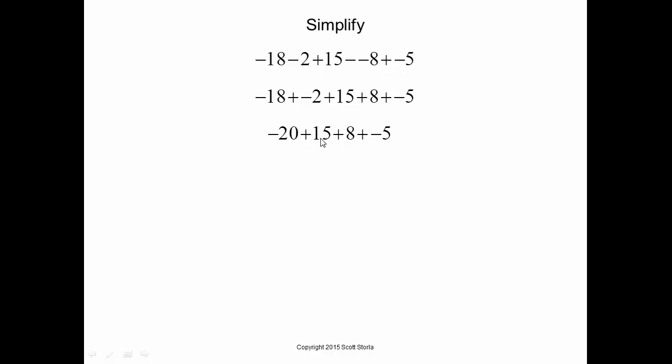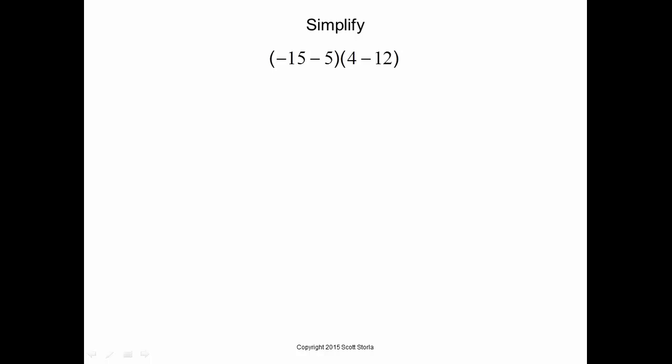-20 and 15 have different signs, so 20 minus 15 is 5, and -20 is absolutely larger. I'm adding. The signs are different. 8 minus 5 is 3, and my positive value is larger, so it's +3. I'm adding. Signs are different. 5 minus 3 is 2, and -5 had the larger absolute value, so it's -2.